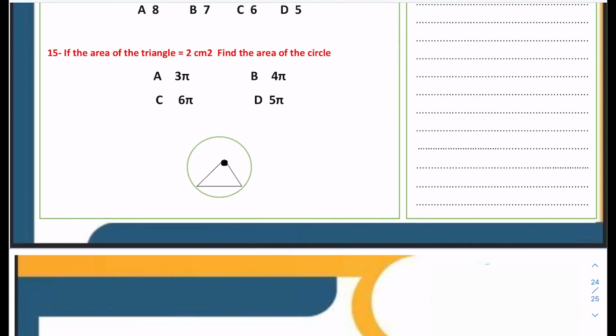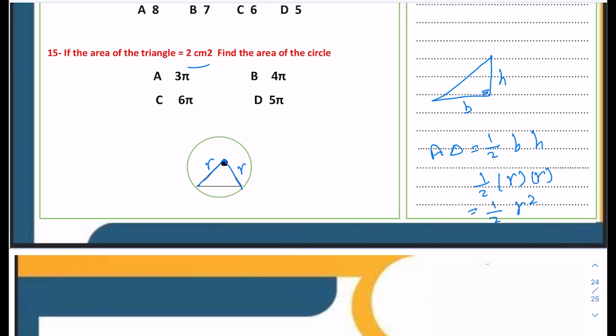Area of the triangle is 2. Find the area of a circle. By the way, I have a right angle triangle here. Always, if you have a right angle triangle, this will be the base and this will be the height. In our triangle, this is radius and this is radius. So area of triangle equals half multiply base multiply height. The base is r and the height also is r. So it will be half r squared equals.